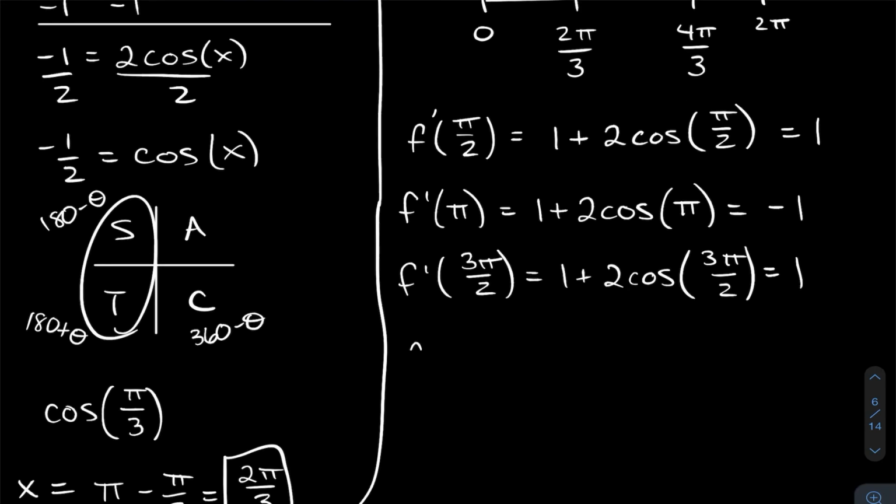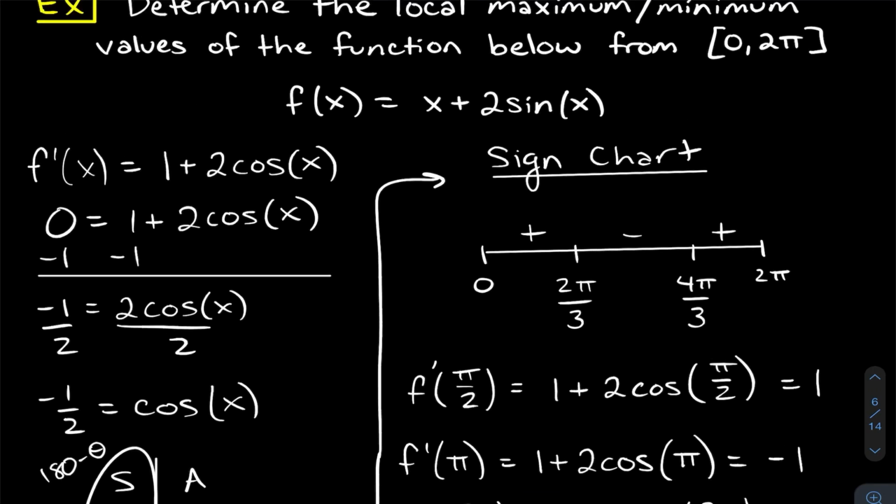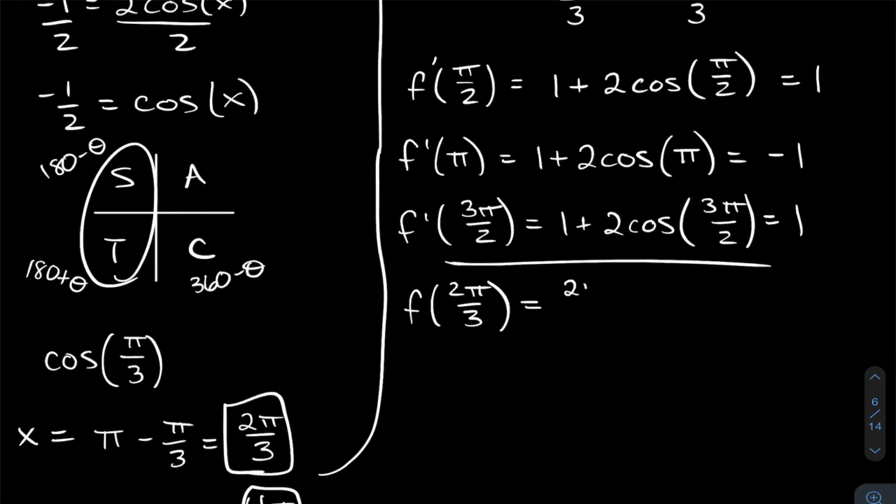So f of 2 pi over 3. And this is going to be the function up here, x plus 2 sine x. And that is going to be 2 pi over 3 plus 2 times sine of 2 pi over 3. And if you write this out as a decimal and round it, it's going to be about 3.83. Okay? And then, I'll make this decimal a little bit bigger.